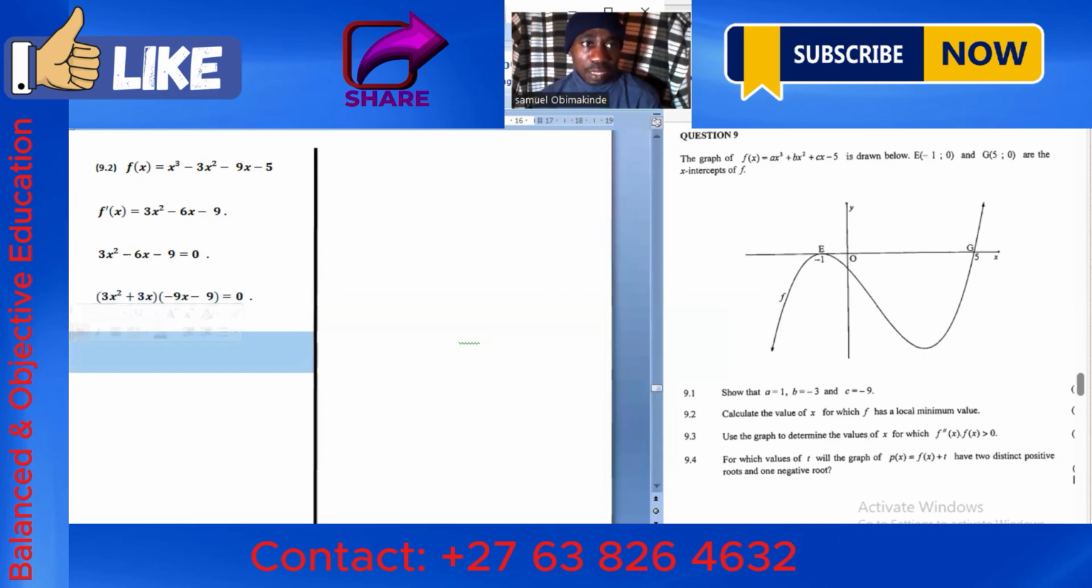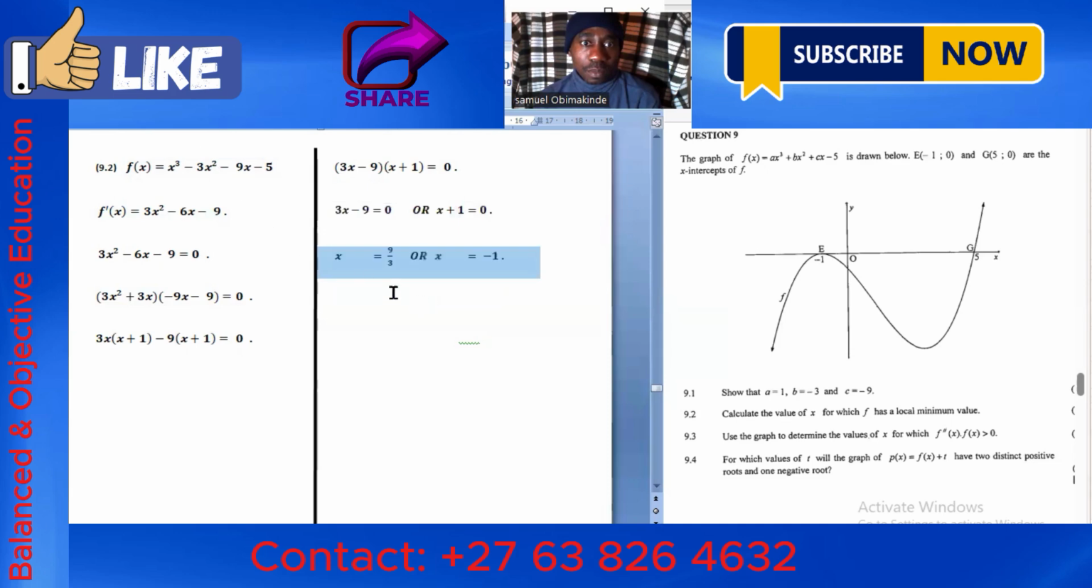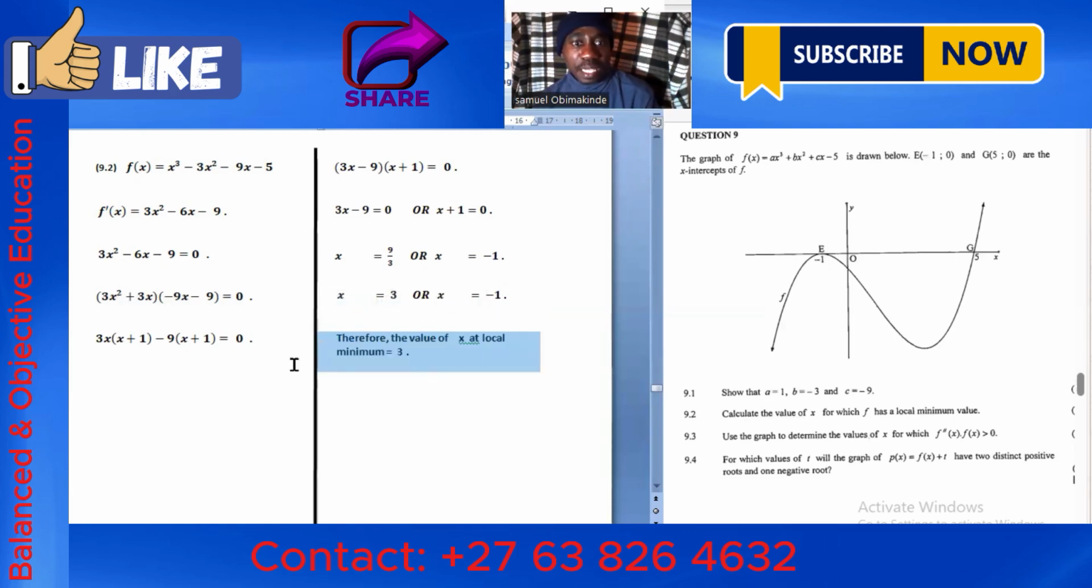So for those of you that like to practice with factorization, this is it. I've broken it down here to calculate the two values of x. So you can see here that x will be equal to 3 or x equals -1, which is exactly the same thing that we got when we used the calculator. So you can just write the statement here that therefore the value of x at the local minimum would be 3.